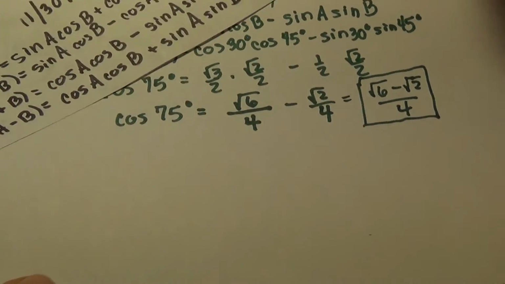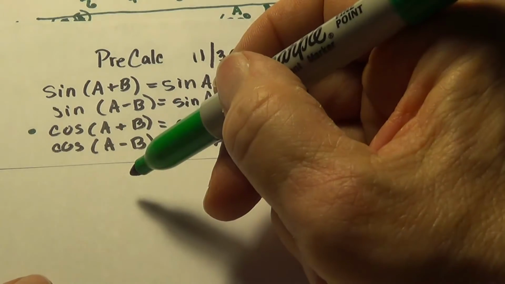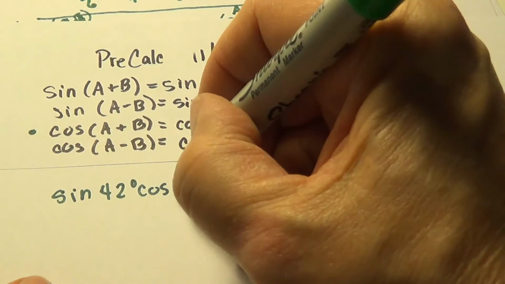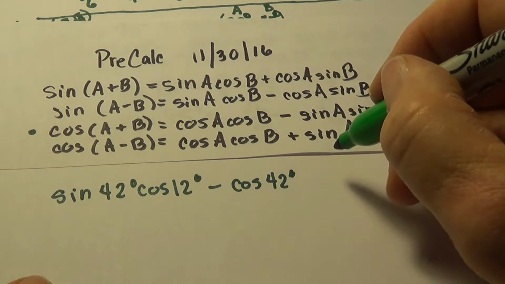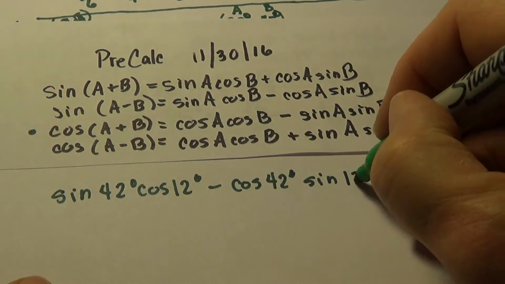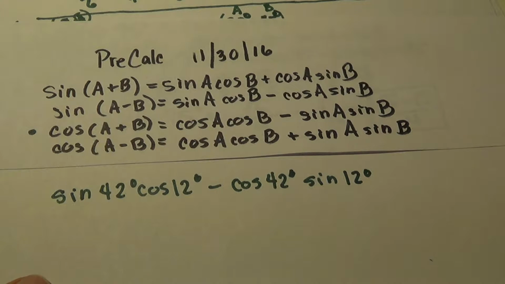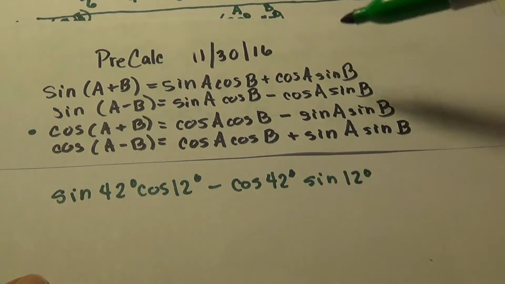Sometimes I will ask you to go the other way. So let me put these down here so you can see them better. And I will give you one that looks like this: sine of 42 cosine 12 minus cosine 42 sine 12. I'm already on this side of the expression, and I'm asking you to go to this side. So I'm asking you to simplify that. And you can notice that this pattern is sine cosine minus cosine sine. So it's like this one.